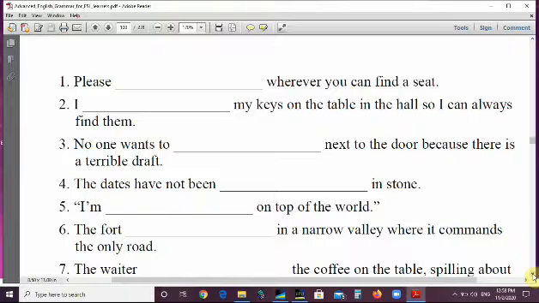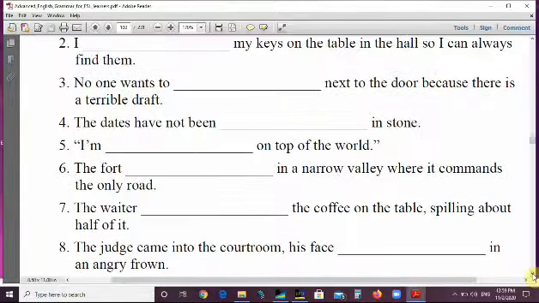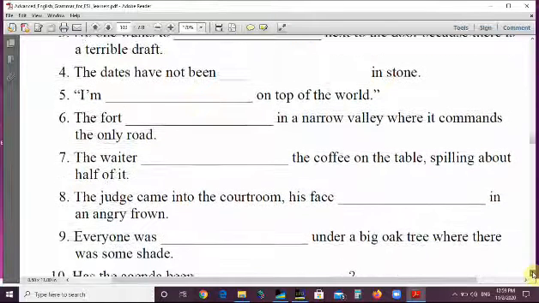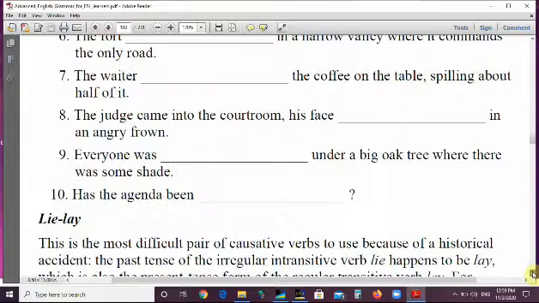Please sit. Number two, my keys on the table. Here it means put, so set, S-E-T. Number three, no one wants to sit next to the door. Sit. Number four, the dates have not been set. Number five, I'm sitting on top of the world. I'm sitting. Number 6, the fort sits in a narrow valley. Sits. Number 7, the waiter set the coffee, put the coffee on the table.